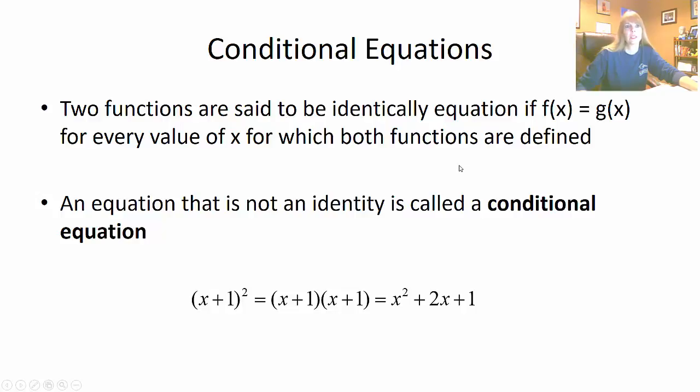Two functions are said to be identically equal if f of x equals g of x for every single value of x for which both functions are defined. An equation that's not an identity is called a conditional equation. In other words, it depends on what value you actually plug in.